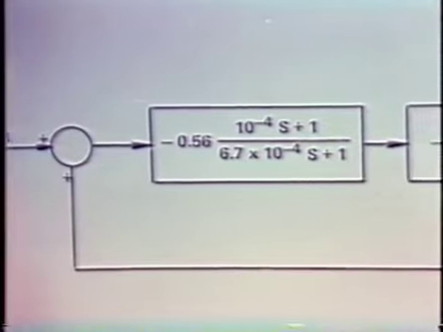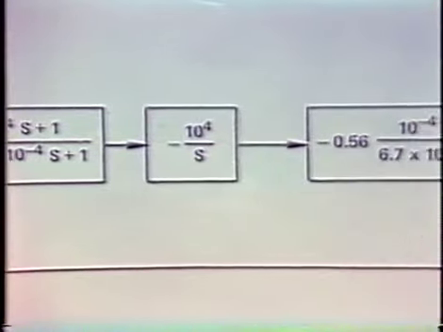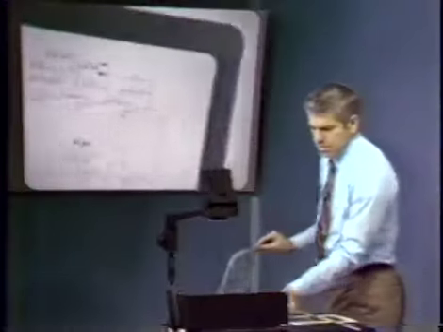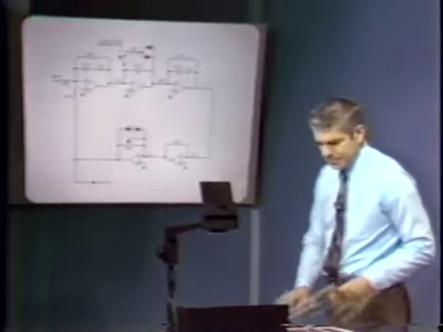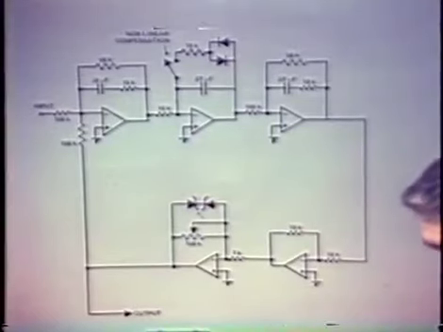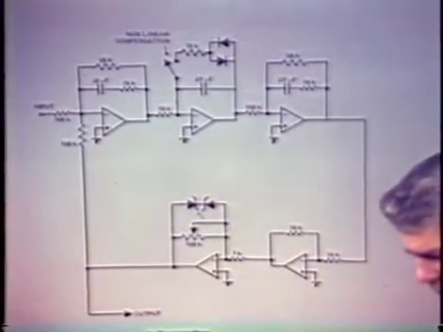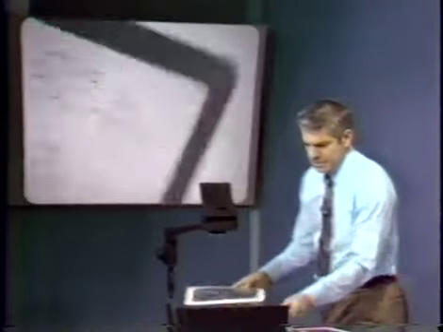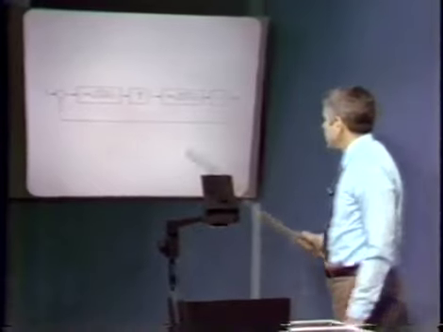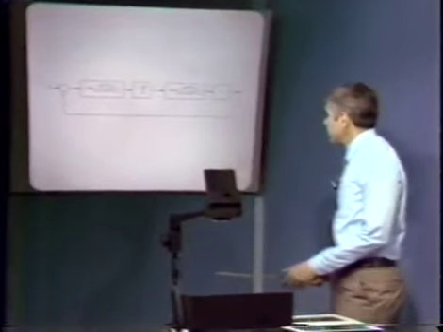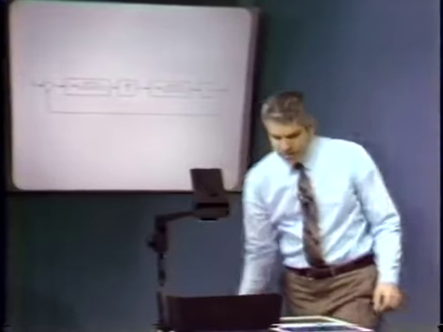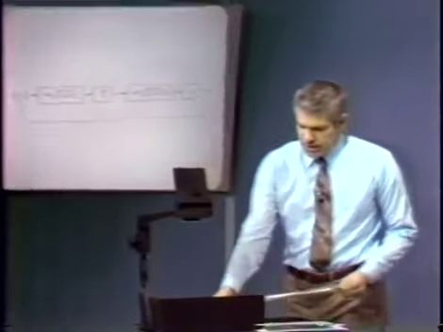The next element is the minus 10 to the 4th over S, and we of course get that with our integrator. The final lag network, and then the final gain term. And not shown in the linear block diagram is the limiter. We can again look at this in all the ways that we described earlier.